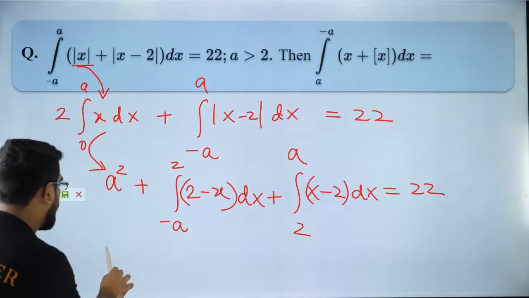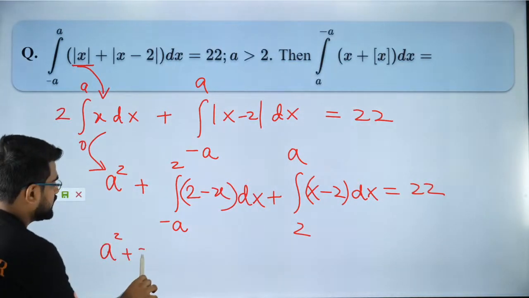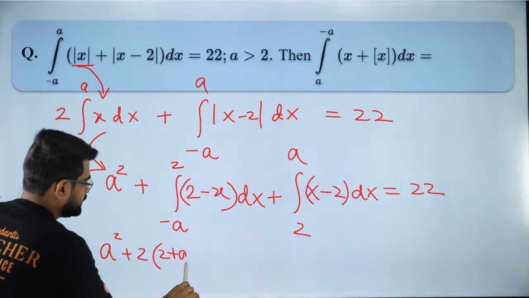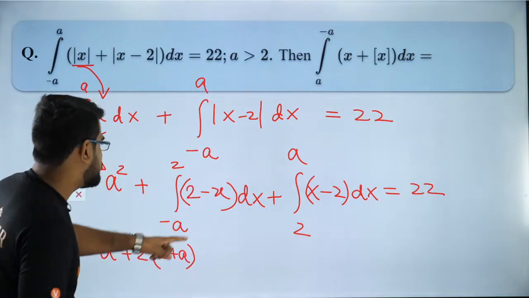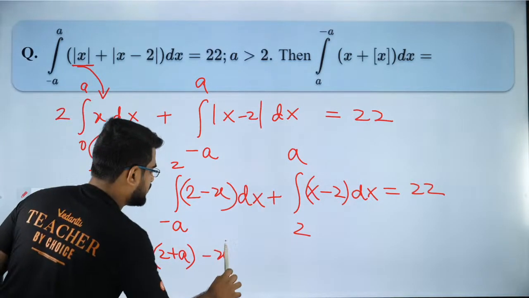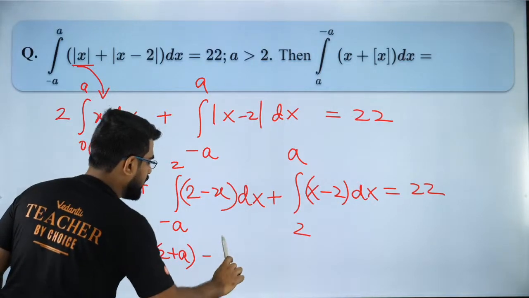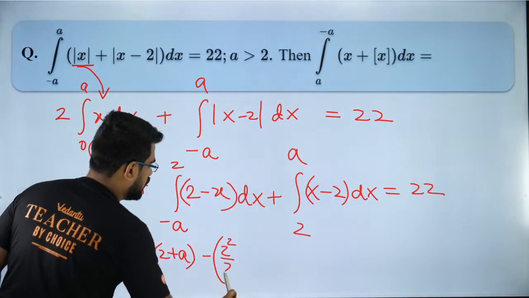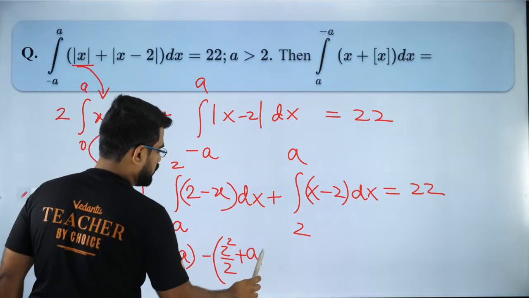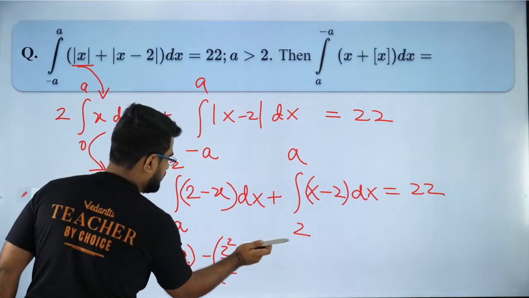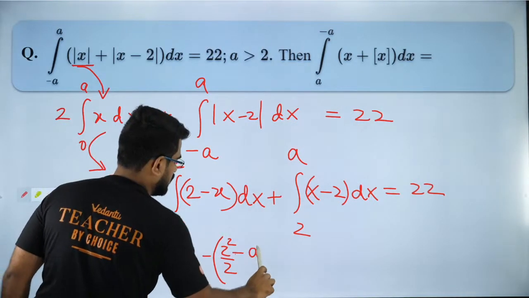Okay. So it is going to be what? It is going to be a square plus 2 times of 2 plus a. Okay. Minus of x square by 2. So it will be minus of x square by 2. And that will be what? 2 square by 2 plus a square by 2, right? Or you'll have minus of a square by 2.